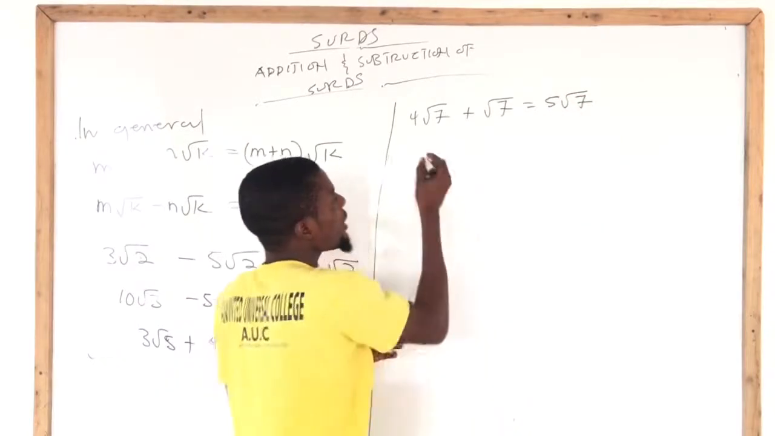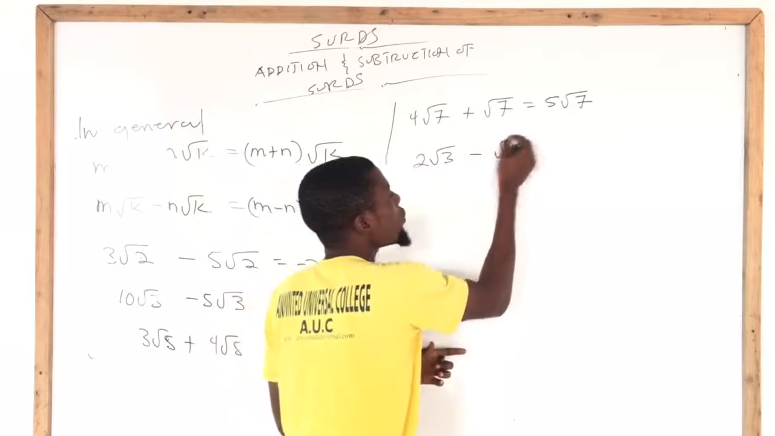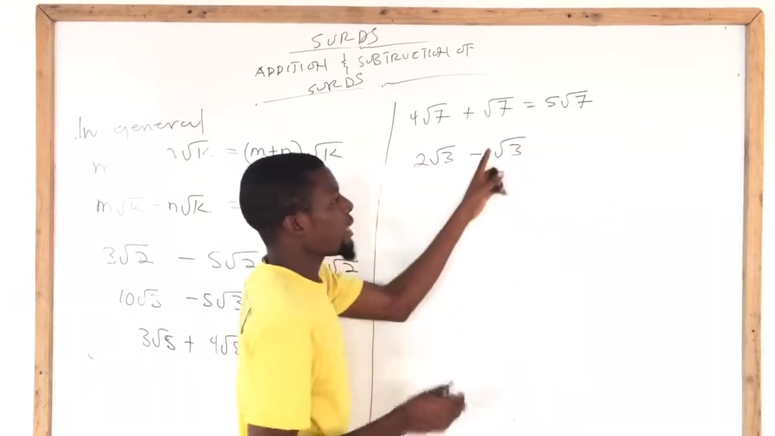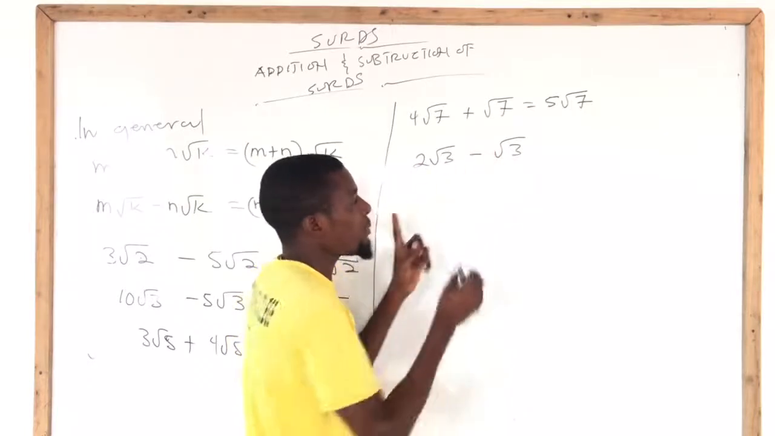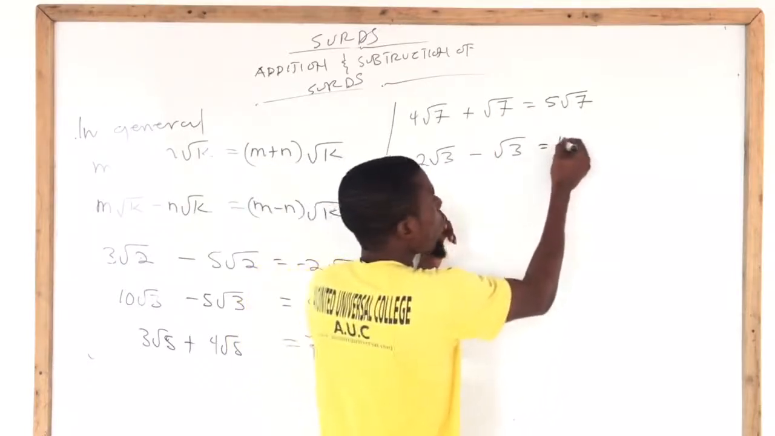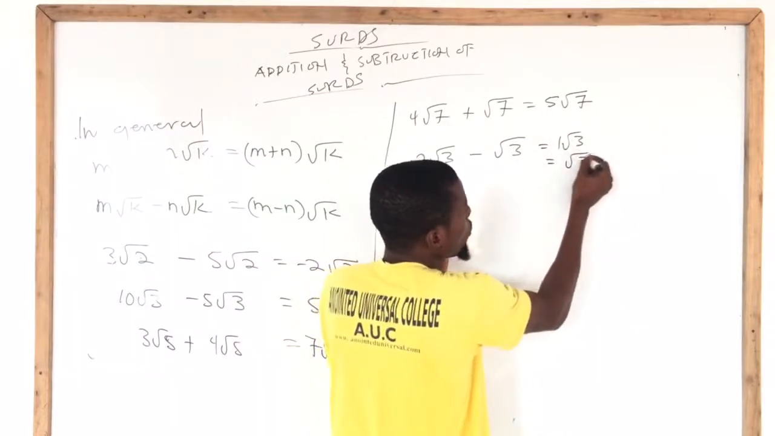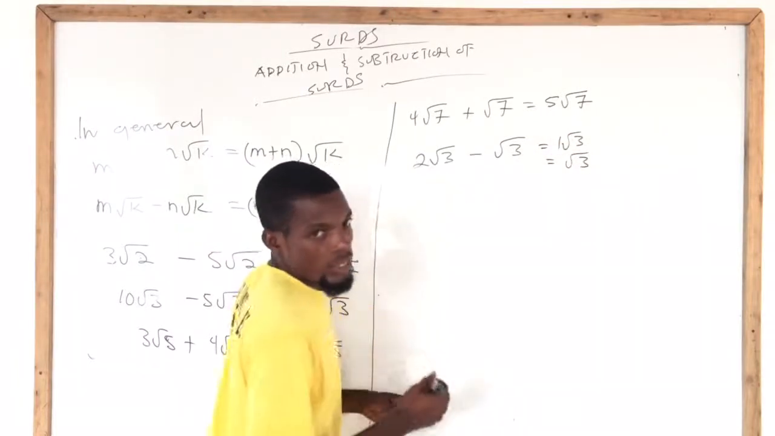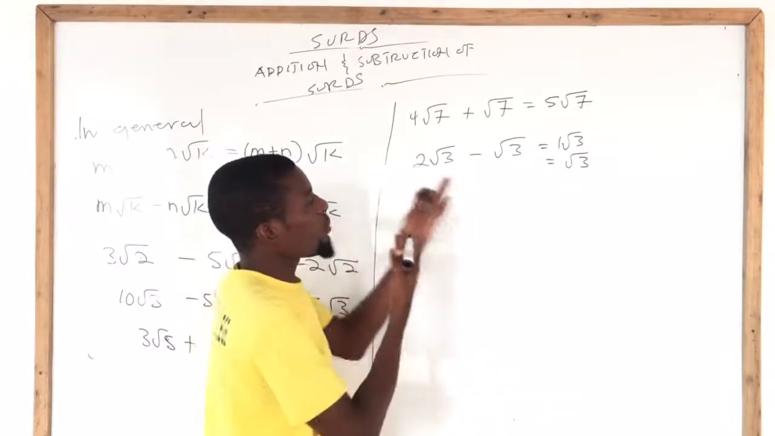The same way, if I give you 2 root 3 minus root 3, remember there is 1 here, right? So this one is the same as 2 minus 1. That becomes 1. So 1 root 3. But remember, we don't write the 1. So this is the same as root 3. Are you okay? Now, someone may ask, what if the roots are different?